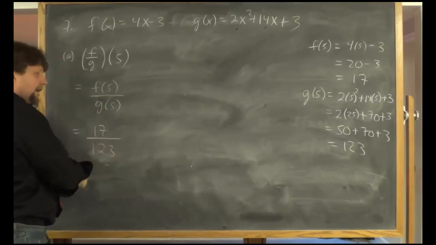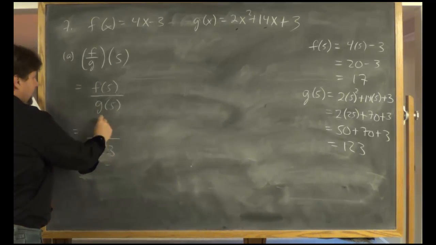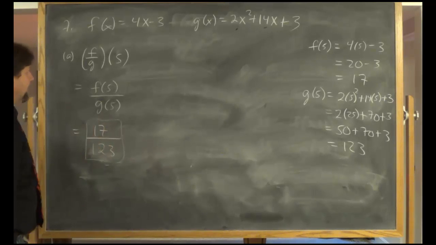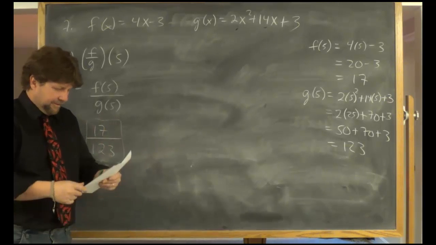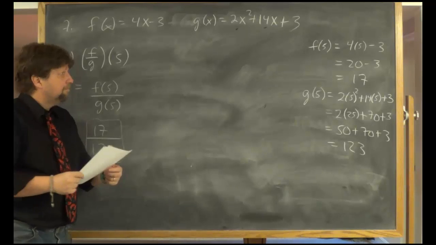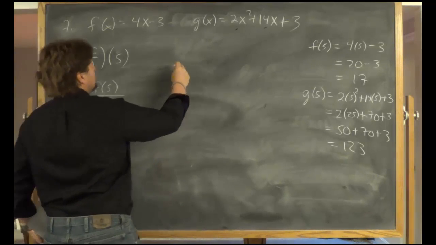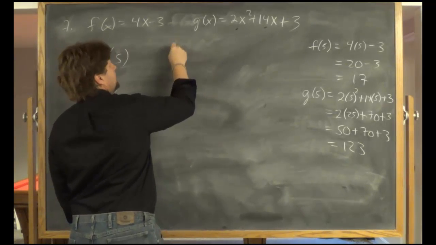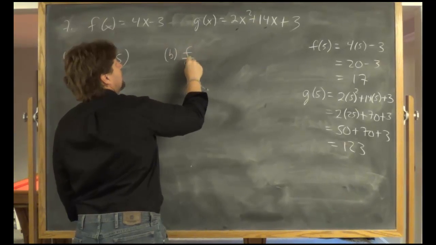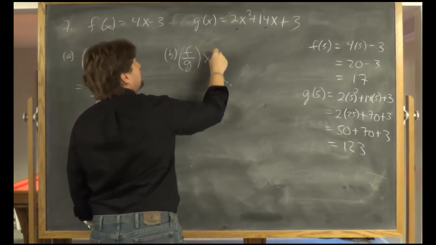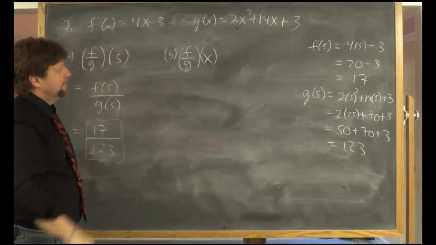g of 5 is 123. So here's the answer to part A. That's f divided by g of 5. In part B, you were asked to just simply determine the f divided by g of x.